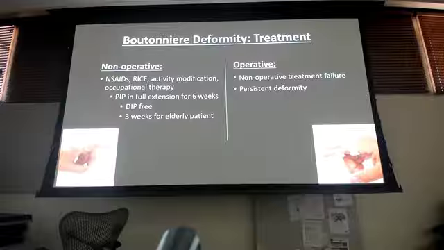But for all young active duty, I put myself in that category, right? Young active duty people, you're going to treat them with a PIP in full extension for 6 weeks with the DIP free, okay? When you get out to phase 2, you're going to find all these different splints here, and some of these are straight out of the box. They come in different sizes for different fingers, right? If you look at your hand, you see your fingers are different sizes. Therefore, a box has multiple sizes, and you match the size to the patient.